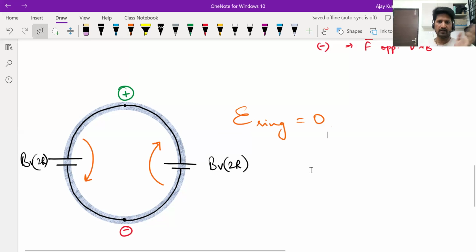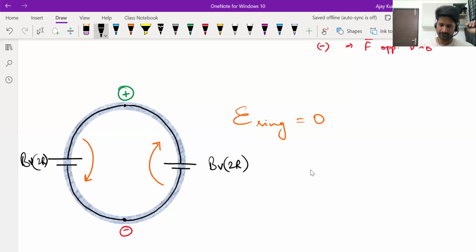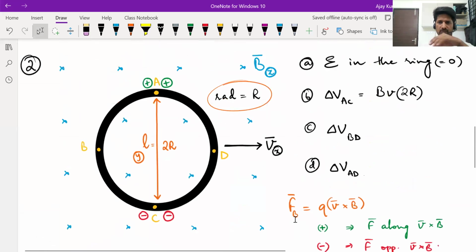So it's like there are 2 batteries of EMF BV into 2R. The 2 batteries are opposing each other. One is trying to drive current this way. The other is trying to drive current this way. They are opposing each other. That's why the net EMF in this loop is 0. Okay. So that's the potential difference between A and C we have calculated.